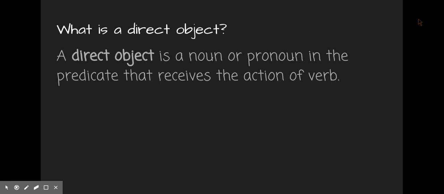All right, today we're going to learn about direct objects, which are the basis of pattern 2. What is a direct object? A direct object is a noun or pronoun in the predicate that receives the action of the verb.